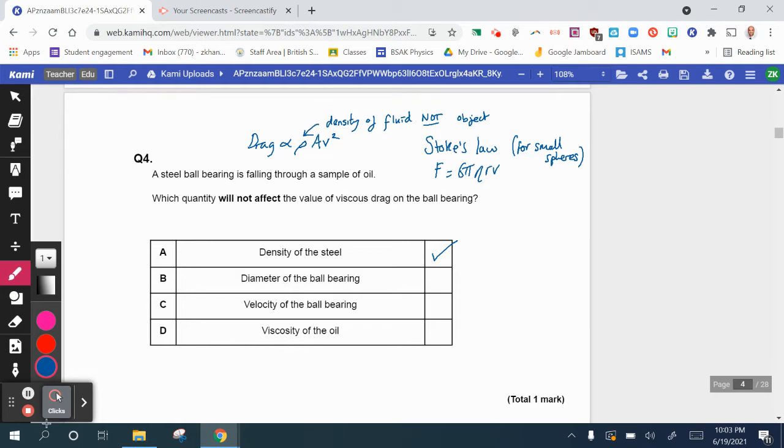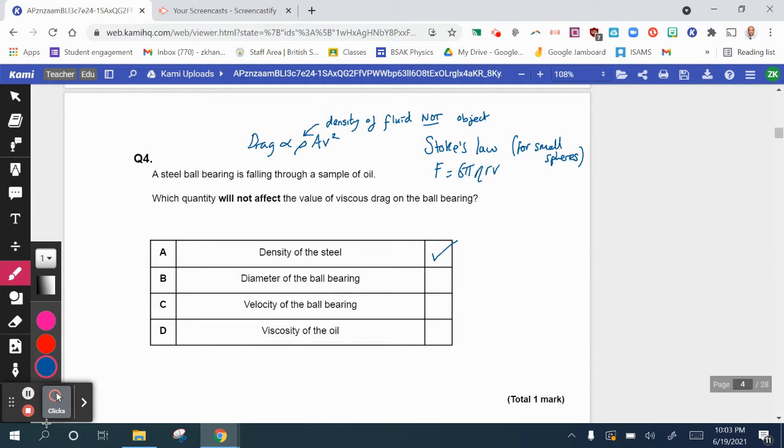So this is the viscosity of the fluid, the oil in which the ball is going through. So this will affect it, as we can see in this equation. Velocity of the ball bearing, clearly velocity is a factor that will affect the drag force. So that's a factor. The diameter of the ball bearing, that's directly linked to radius, so that also affects it. So these three can be discounted straight away.